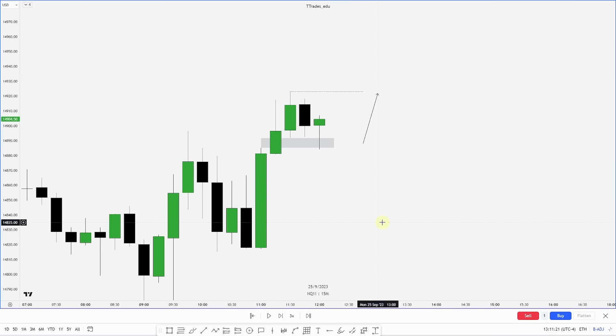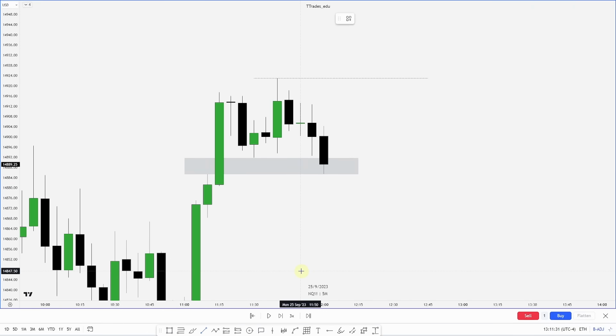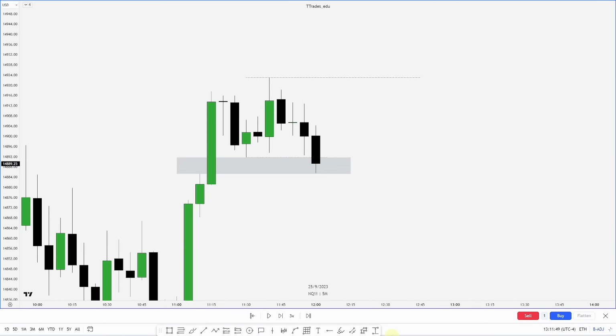With that idea in mind, I drop down to the 5-minute chart. Here on the 5-minute chart, I want to look for a 5-minute sweep, which we have here when we entered that 15-minute fair value gap. Now I'm waiting for an up close candle.